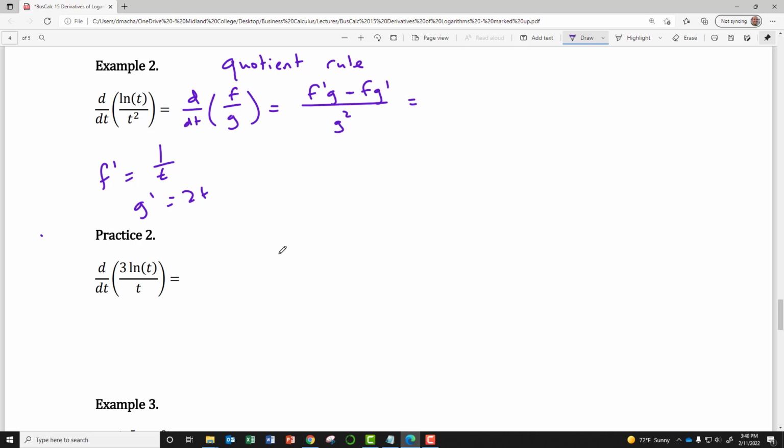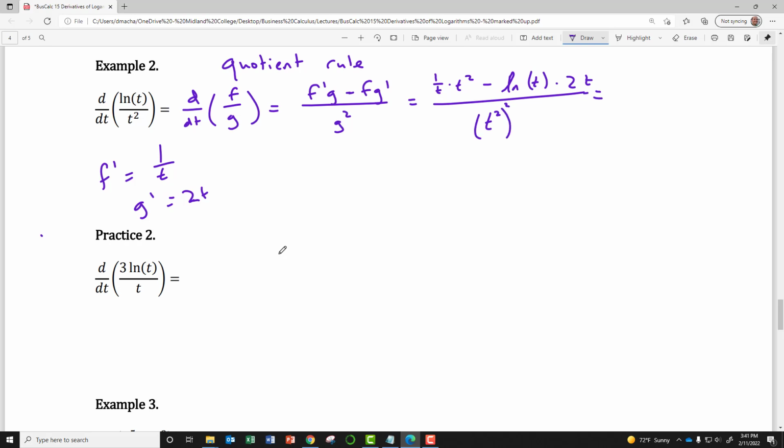So f prime is 1 over t. So this is going to be 1 over t times t squared. So that will be, well, I'll just write it out. 1 over t times t squared minus f times g prime. So f is natural log t times 2t, all divided by g squared, which is t squared squared.